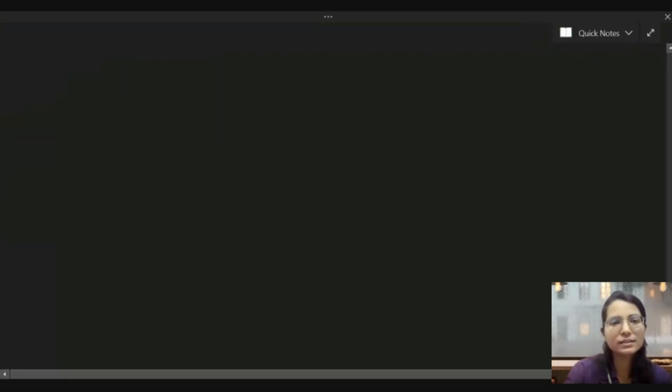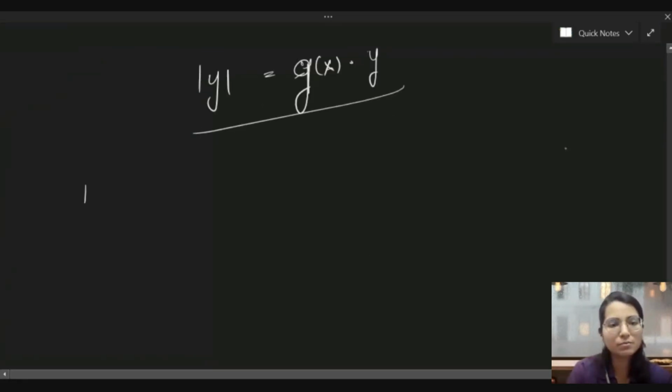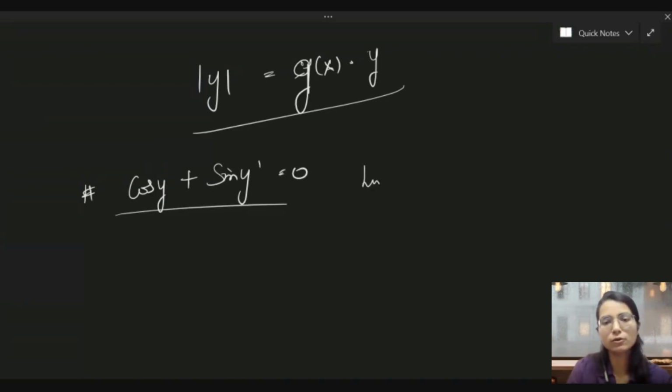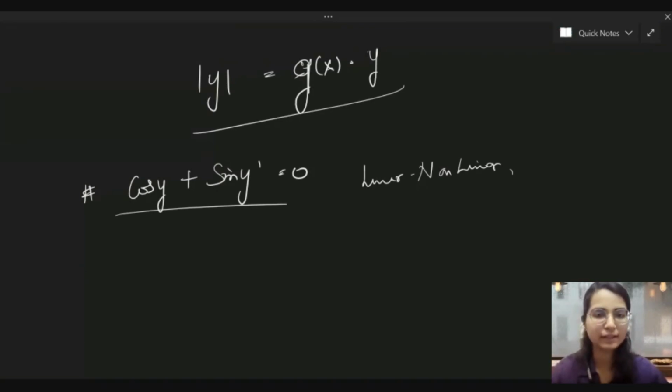And you can also try out this question and ask me later at the end of this, if this is linear or non-linear. I will tell you after we finish the lecture, at the time of discussion. So let's move on to some interesting topic.